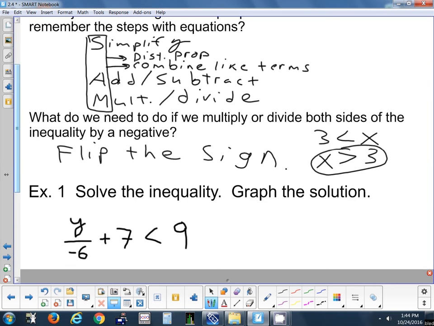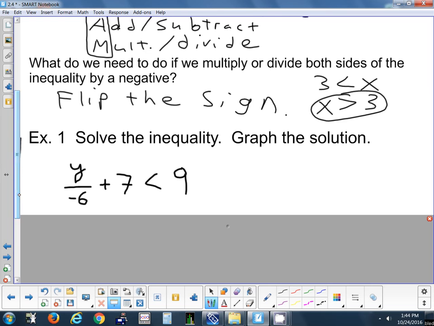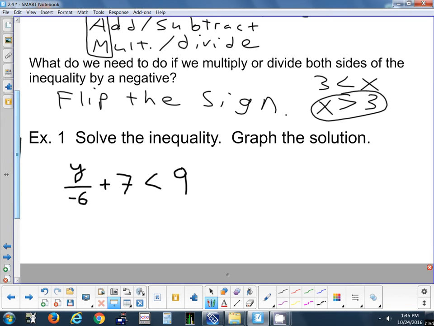All right, so let's try our first example. Good, so they want us to solve and graph. As I start to solve this in my head, I'm going to think of those steps, and mentally I'm going to check them off as I go. So I start with simplify.